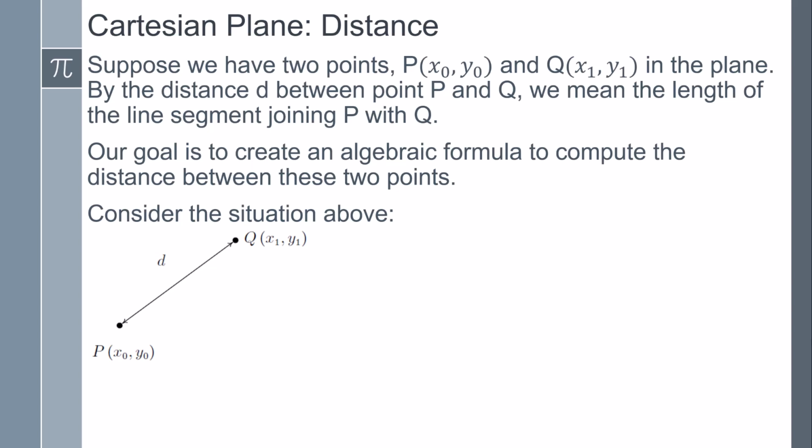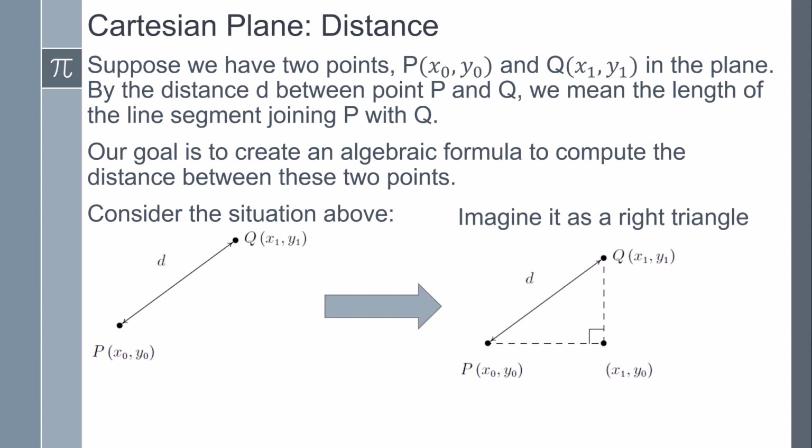So consider the situation below. I know it says above, but consider the situation below. We have 2 points, point P and point Q, and I want to imagine it as a right triangle. So I draw this new point here, and it's going to have this same x value, which is why it's going to be x1, and it's going to have this same y value, which is why it's going to have y sub 0 or y naught. We think of that as x sub 0 or y sub 0, or we say y naught or x naught.